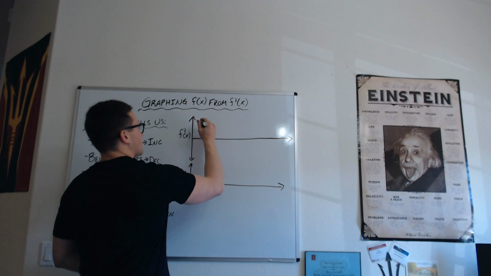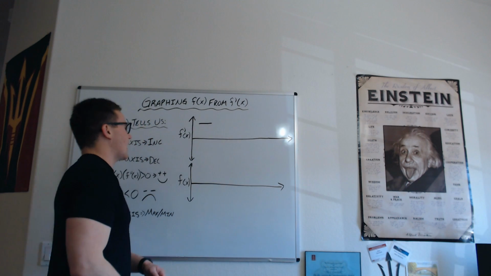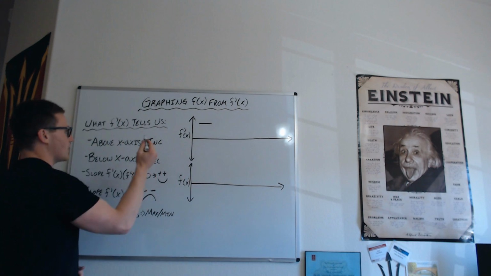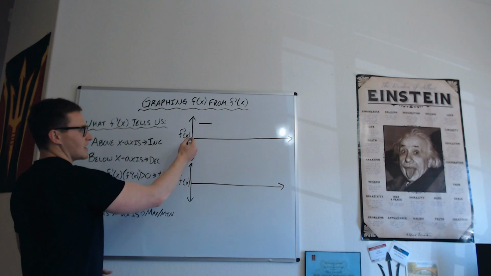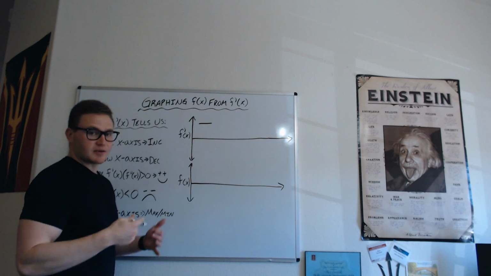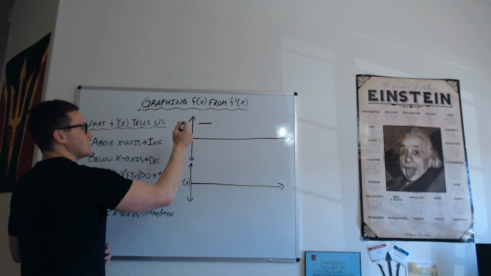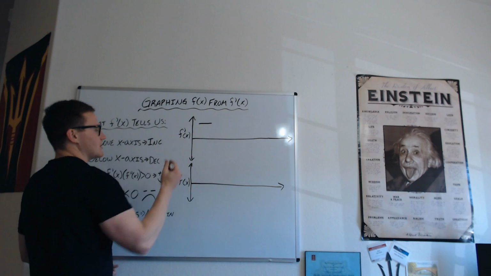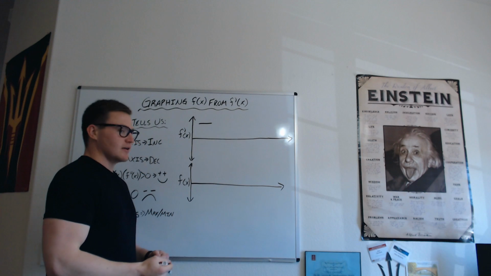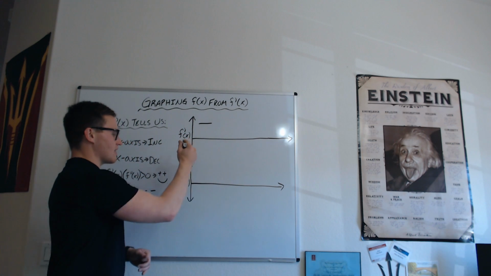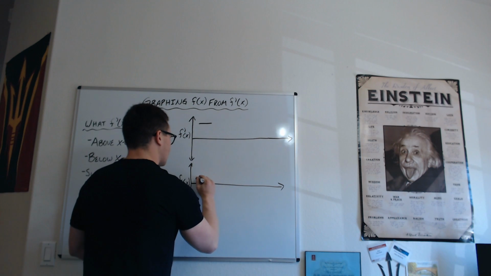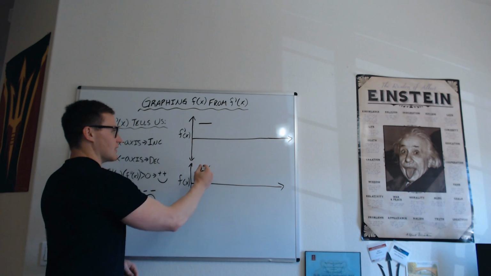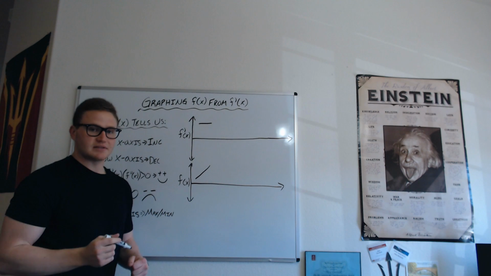So if I have something that looks like this on f prime of x, what this is telling me is that I'm above the x-axis on f prime of x, so I know that f of x is going to be increasing, and I can see that f prime of x is constant, so that means that I'm going to be increasing at a constant rate. So if I'm increasing at a constant rate, then I know f of x is going to look something like this. So I'm increasing at a constant rate, which is exactly what this is telling me.